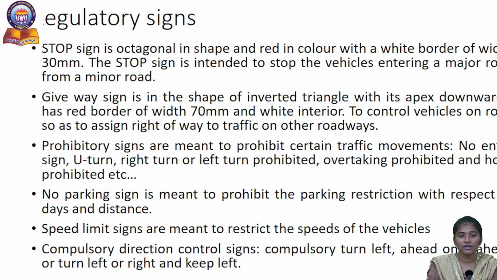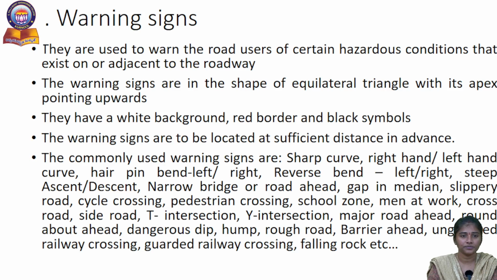So we need to take the direction according to the sign which we provided. Next we have another type of signs here, that is warning signs. These warning signs are used to warn the road users of certain hazardous conditions that exist on or adjacent to the roadway. The warning signs are in the shape of an equilateral triangle with its apex pointing upwards. They have a white background, red border and black symbols.